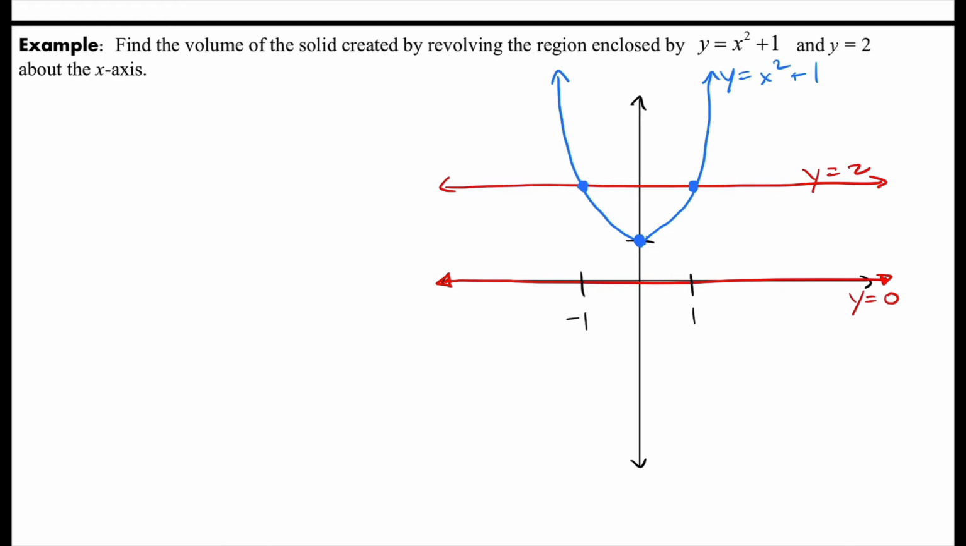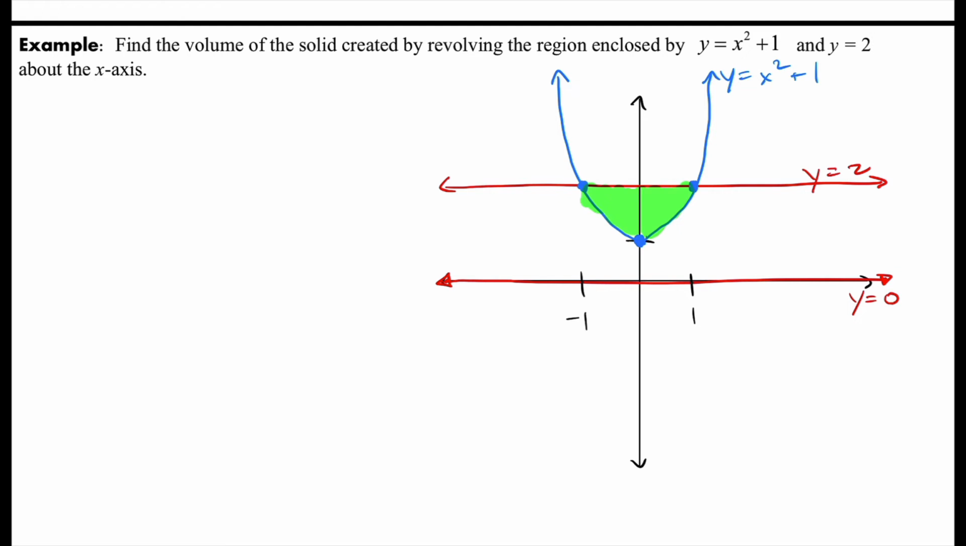Okay, so that's everything they've given me. And then they say find the volume of the solid created by revolving the region enclosed. So where is the region enclosed? Well, there's only one area that's completely closed in, and that's this area right here. That's the only area that's completely fenced in. Everything else is not. So that's the region they're talking about.